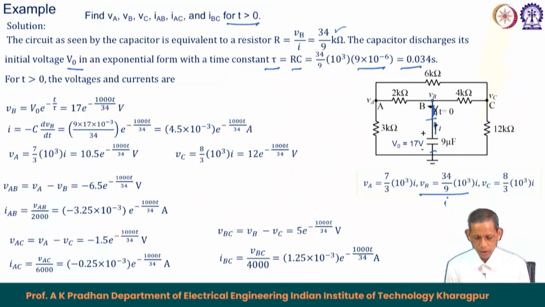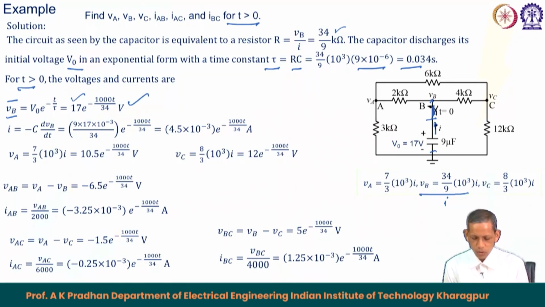So, for t greater than 0, the voltages and currents are as follows: V B equals V 0 e to the power minus t by tau. This is the source free circuit case. V 0 is 17 volt and then e to the power minus t by tau, with tau already obtained as 0.034. So, that becomes 17 e to the power minus 1000 t by 34 volt. This is the corresponding expression for V B.